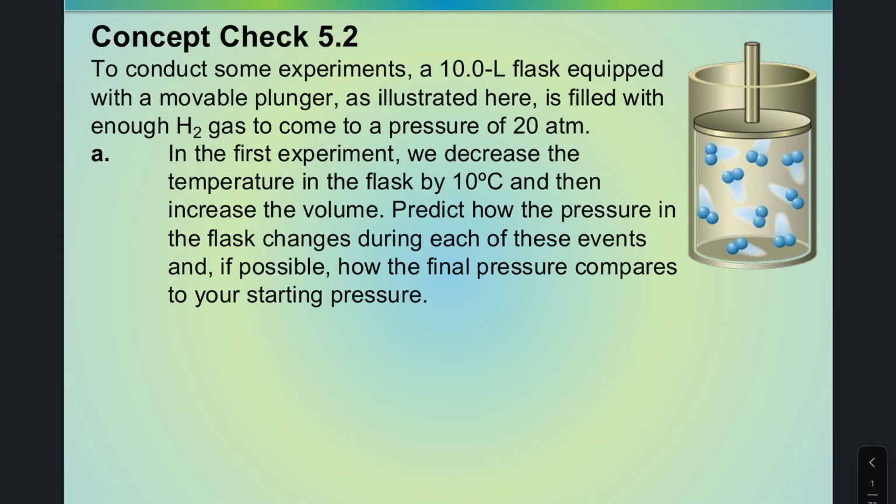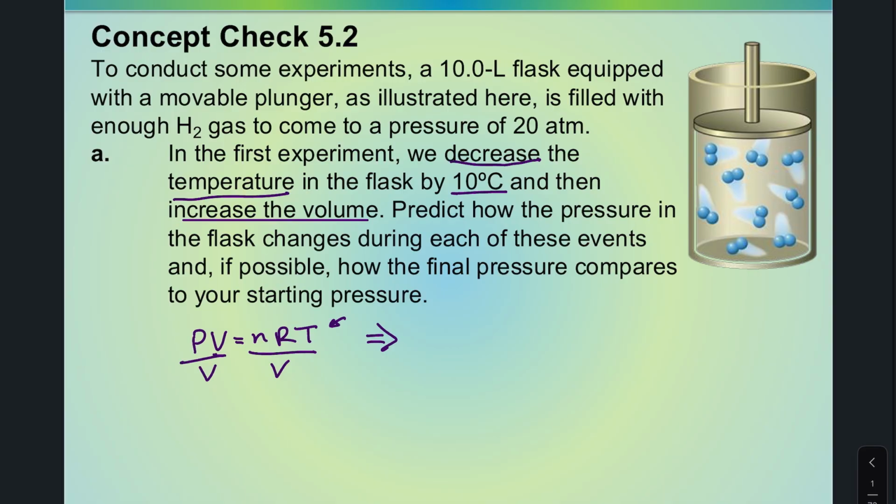Okay, so in the first experiment, we're going to decrease the temperature in the flask by 10 degrees Celsius. And then afterwards, we will increase the volume. So when we decrease the temperature, what are we keeping constant? Well, let's see if we go PV equals nRT. It doesn't say anywhere that we decrease the volume, so this is going to be staying at constant volume. And so I'm going to put them both on the same side. But I'm not going to touch temperature just yet. I just want to show you the relationship between the two values.